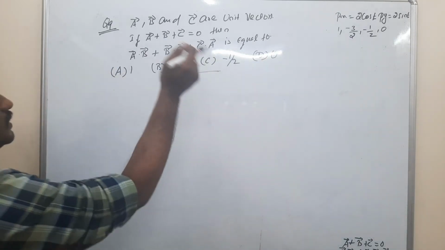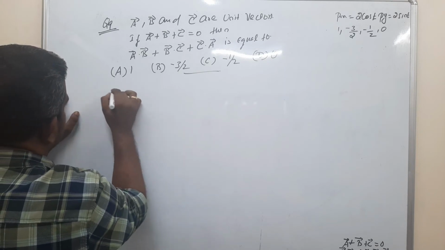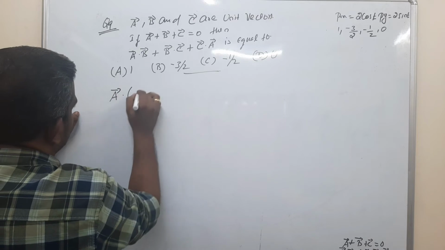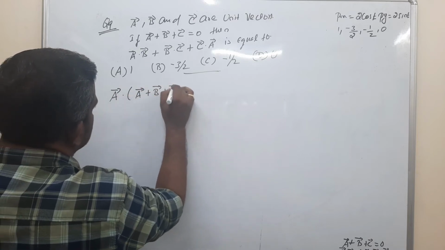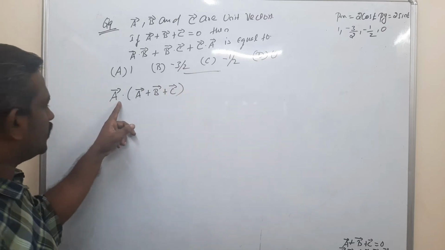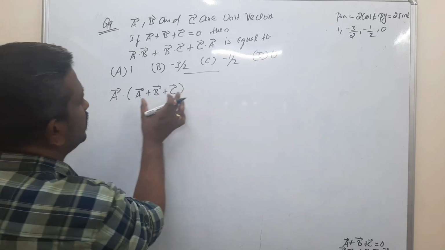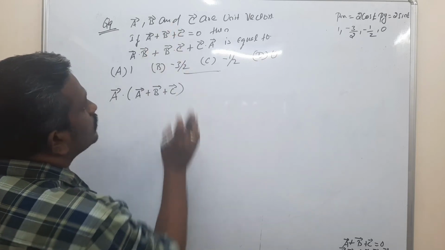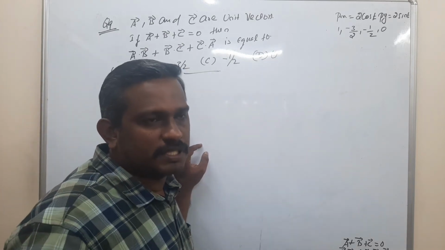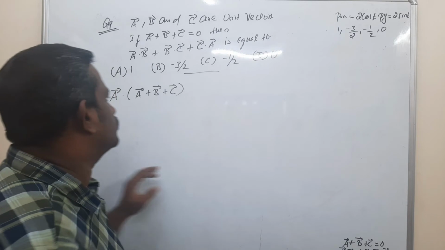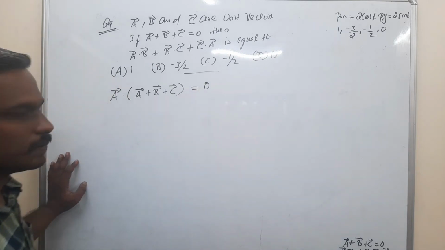First we have to find A vector dot A vector plus B vector plus C vector. So taking the dot product of A vector with A vector plus B vector plus C vector. In the question it is given A vector plus B vector plus C vector is equal to 0. Any vector taking the dot product with the null vector gives 0. So we can write this equal to 0.